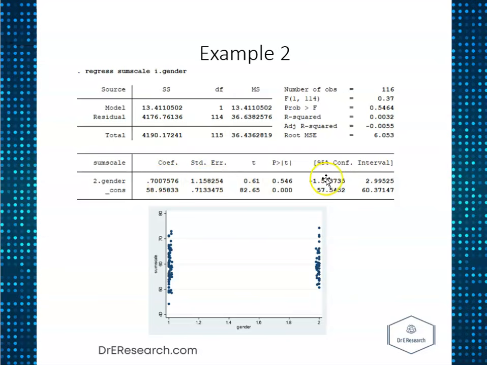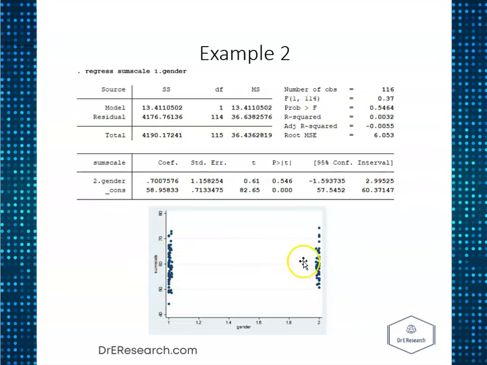The first line goes with the slope for the gender x variable, and then the second line is the intercept. You see the intercept's around 58.9 something or other, statistically significant, but we don't care about that. We care about the slope. The slope is about 0.70, and it's not statistically significant. So what we find is basically, no matter which gender you are, our best prediction of your sum scale is the same.